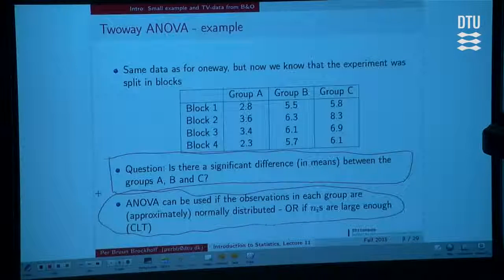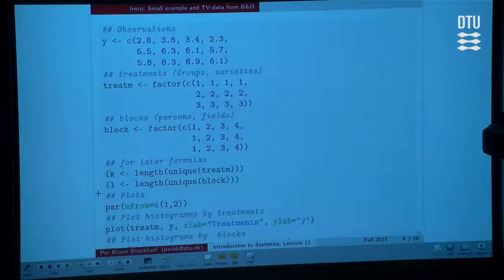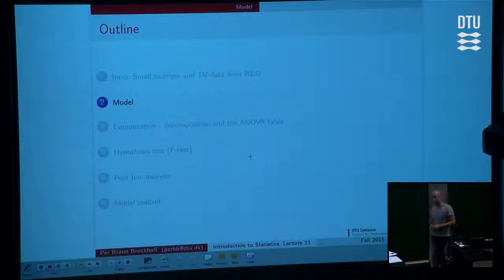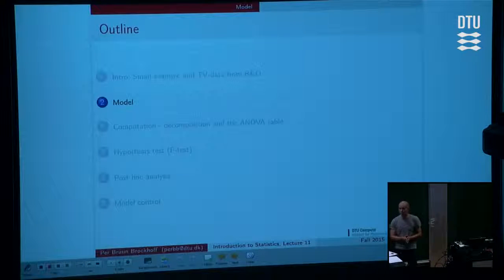But this is just the R code to read in the toy data. I'm not going to dwell on that. We have the Y's, the treatment, the blocks, 3 different columns. And then we can plot it like I plotted the TV data, so let's not spend more seconds on that.